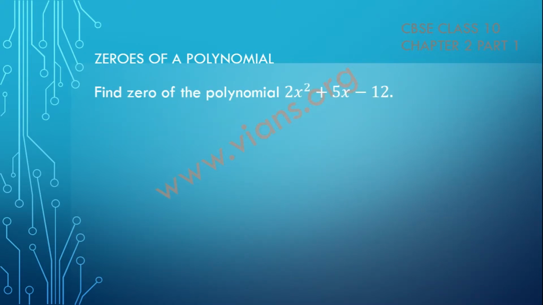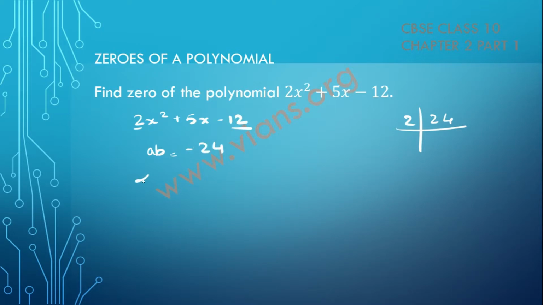Now let's take another problem. Find the zeros of the polynomial 2x square plus 5x minus 12. So it's going to be 2x square plus 5x minus 12. So what do you see? 12 2s are 24. So you need to find first of all factors of 24 such that when those factors are multiplied, you get minus 24. So let me consider those factors are a and b. Then when they multiply, you should get minus 24, and when you add them, you should get 5.